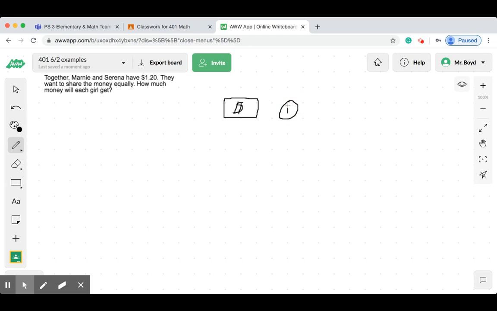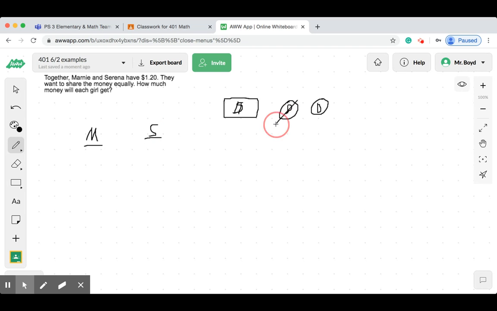I'm going to write a D in it for dime. And I'm going to draw a second circle and write another D in it for a dime, because I know that a dime is equal to 10 cents. Now I'll put an M for Marnie, and I'll put an S for Serena.